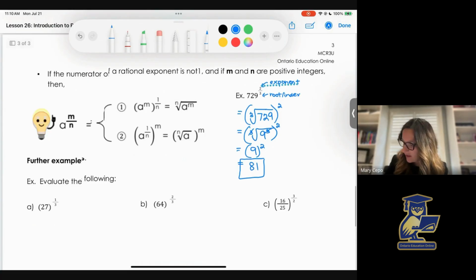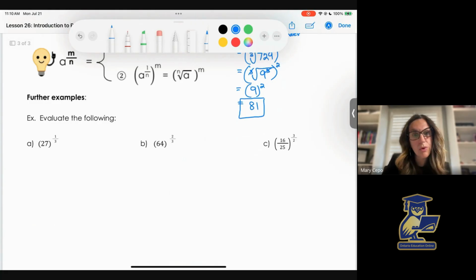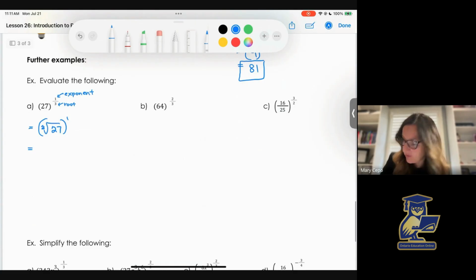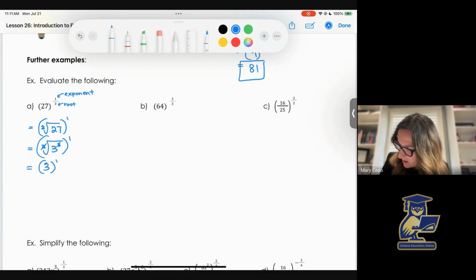Excellent. Let's evaluate the following then. Again, I always like to identify, just because we're going through this the first time, this 3 is the root, 1 would be your exponent. Okay, so keep that in mind. Now, when it's 1, we don't have to worry about that. We don't have to show that work because anything to the power of 1 is itself. But I'm going to let you see that it's going to be the third root of 27 all to the power of 1. I'm just going to write it in there to get into that practice. Now, what multiplied by itself 3 times gives you 27? That would be 3 to the power of 3, all to the power of 1. Those cancel out, and you're left with 3 to the power of 1, which is 3.